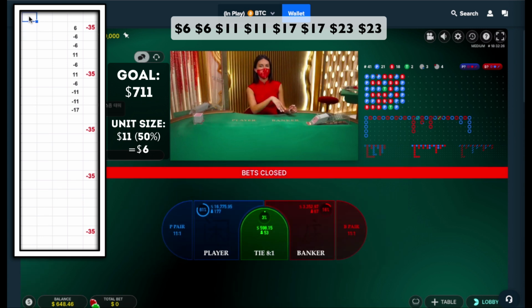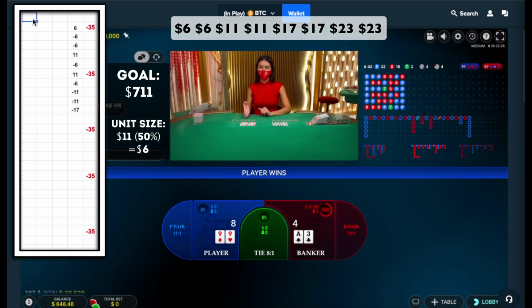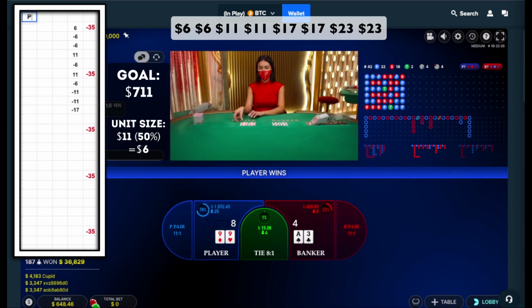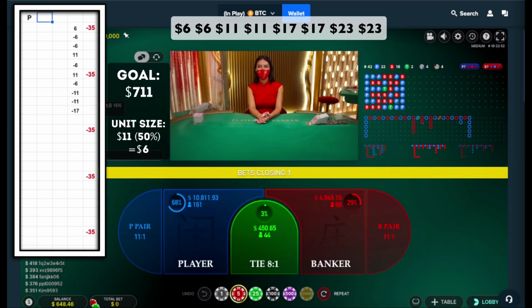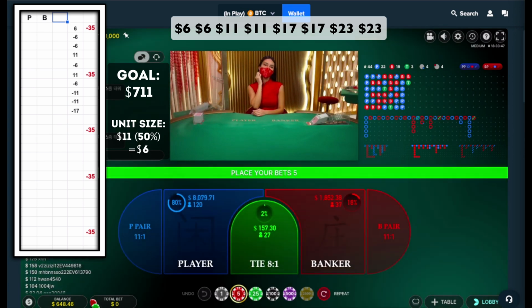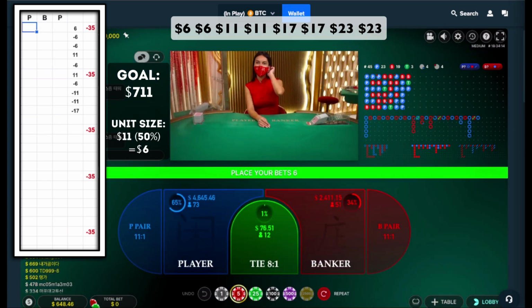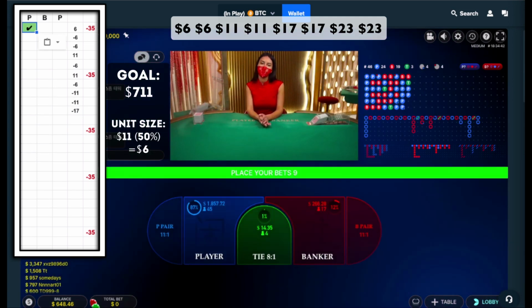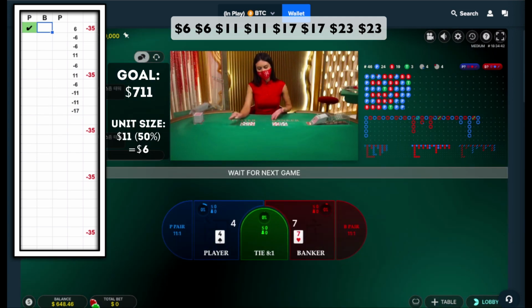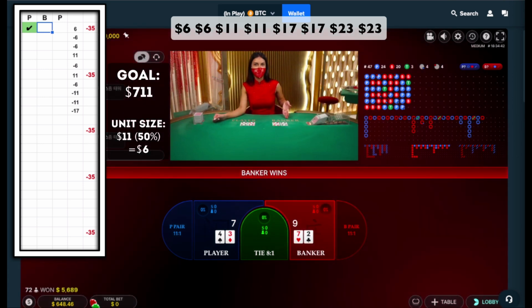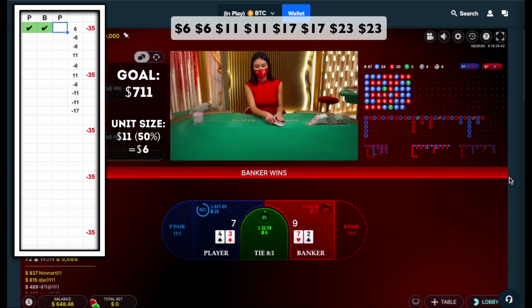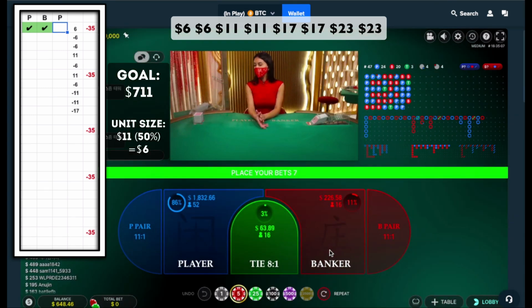Back-to-back X's are rare. It can happen, yes, but the probabilities are low. So I'm expecting a win during this sequence here. Okay guys, here we go. I'm going to place 17 on banker.